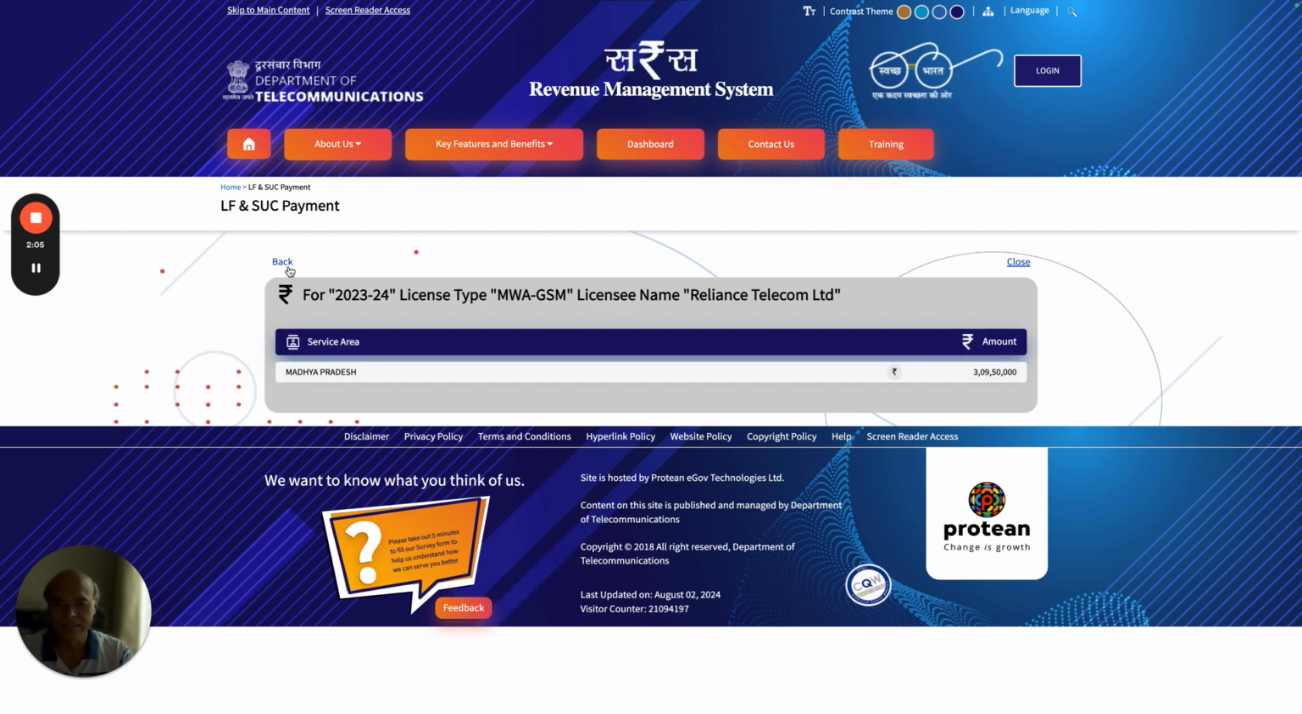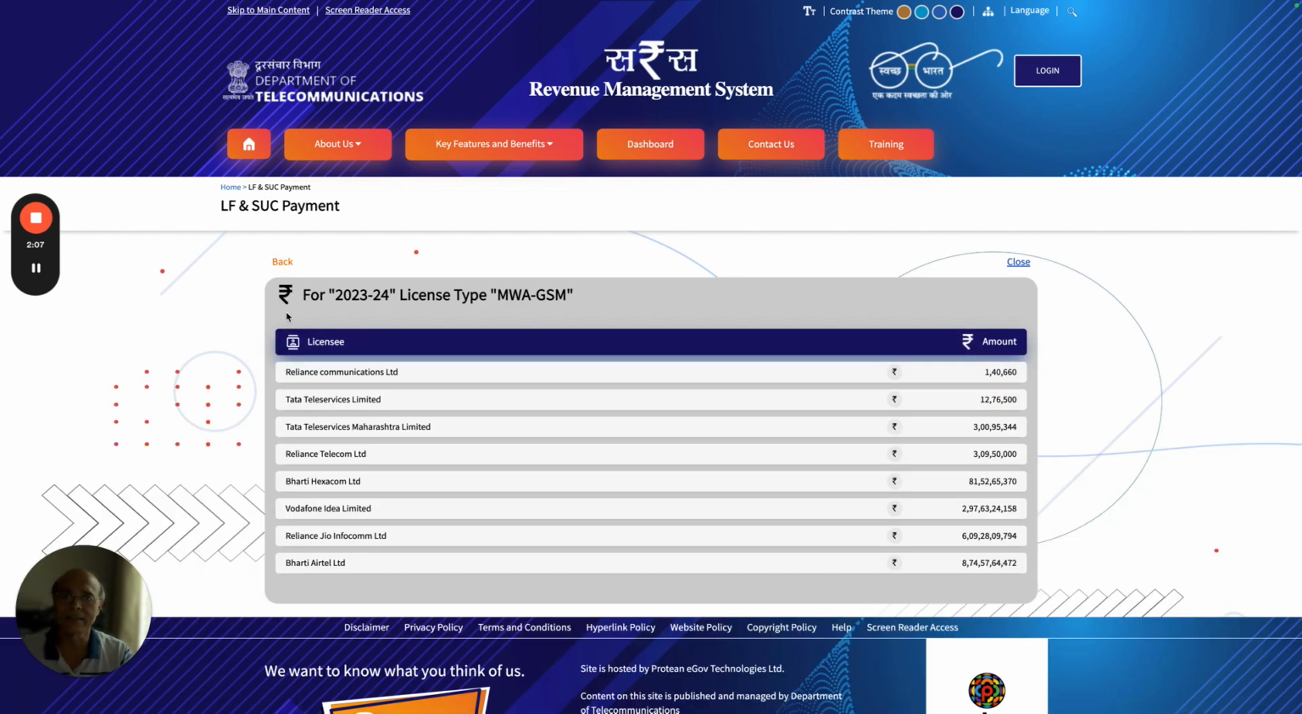Madhya Pradesh. This facility was available for license fees also. Somehow they have removed it. They have kept the circle level information only for spectrum usage charges. I don't know why. Earlier it was there.